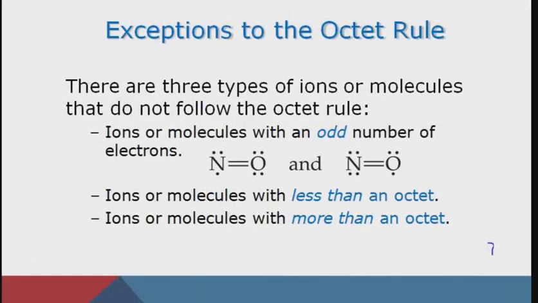Exceptions to the octet rule. There are three types of ions or molecules that do not follow the octet rule: ions or molecules with an odd number of electrons, ions or molecules with less than an octet, and ions or molecules with more than an octet.